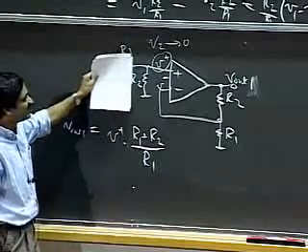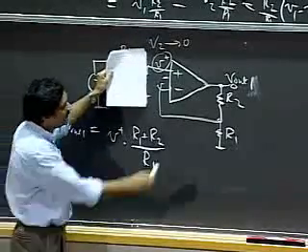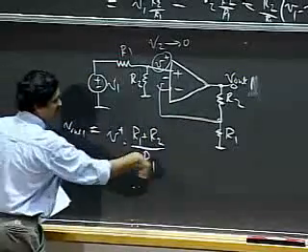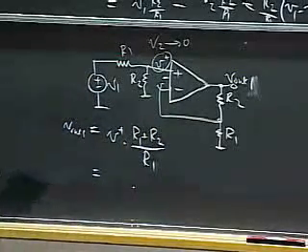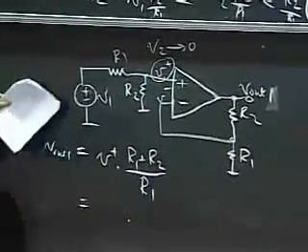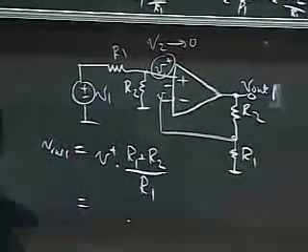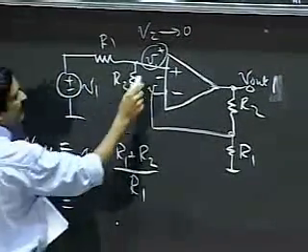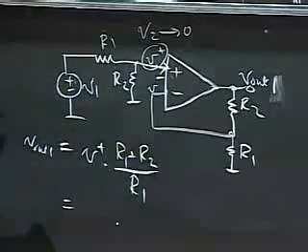Okay? Based on the first lecture, this is true. Vout1 is simply an amplified version of V+, but the amplification factor is given by (R1 plus R2) divided by R1. And I know V+, too. V+ is simply a voltage divider action here. And I can take a simple voltage divider action here because the current going in is zero.